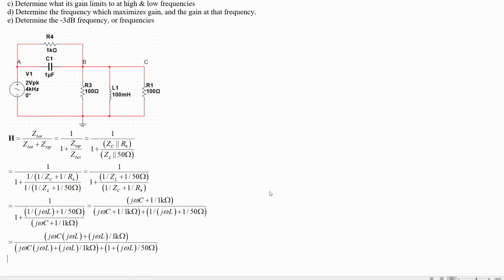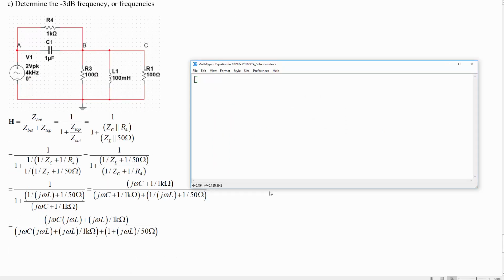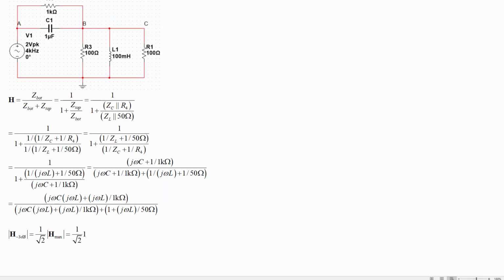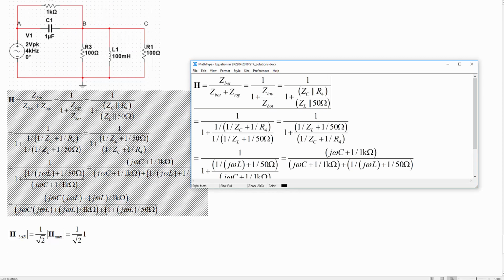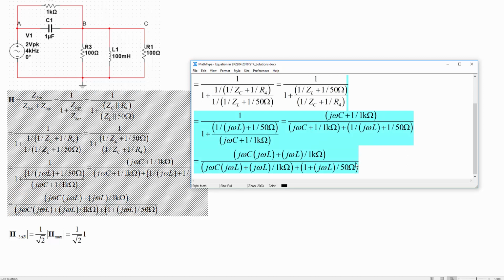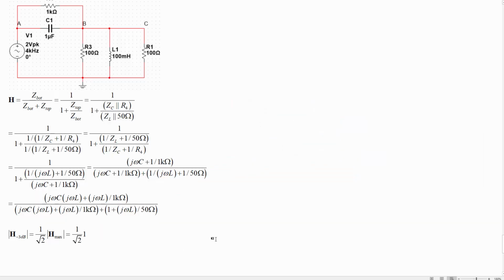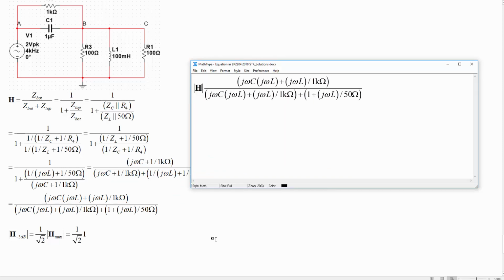So to figure out the 3 dB frequency, we're going to need to know where it is that the magnitude of H has scaled to 1 over root 2 of the maximum magnitude. And the maximum magnitude of the gain would be the gain at infinite frequency. So we already figured that out. In this case, that's just 1 over root 2 of 1. So we're looking for where this gain has a magnitude of 1 over root 2. So let's take the magnitude of our gain function. And we've got this expression here. So we'll say the magnitude of H.